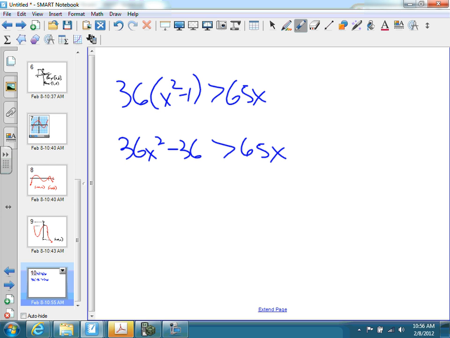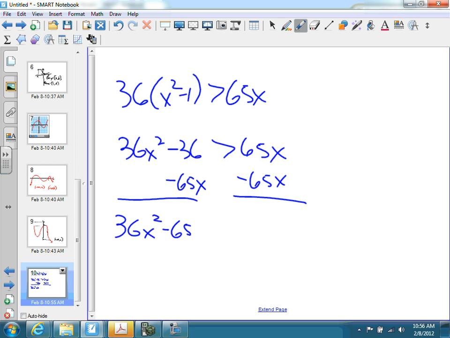And you guys like to do these inequalities when they're greater than or less than 0. Do you remember? Right. So let's make it 0. Let's subtract 65x from both sides. And if I write this in standard form, I'm going to have 36x squared minus 65x minus 36 is greater than 0. We're okay with that?